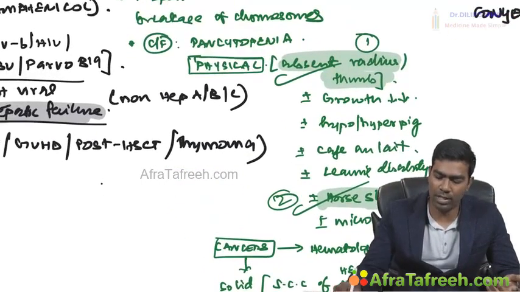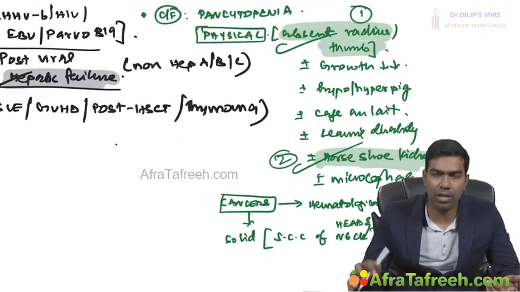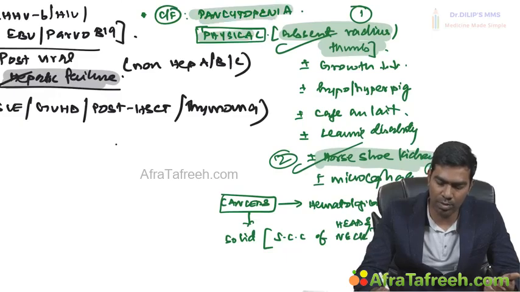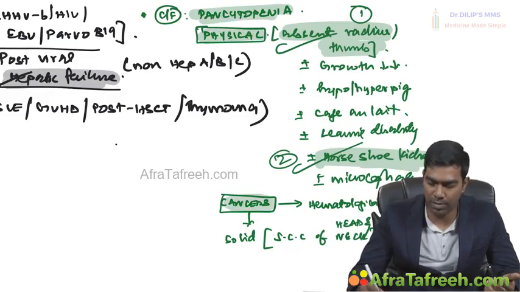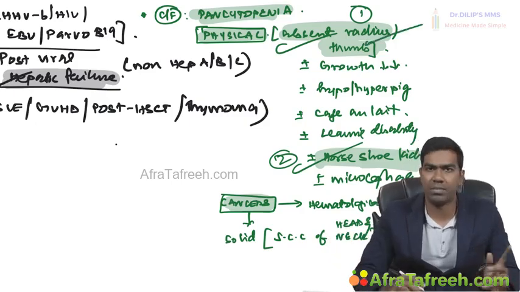So remember these three whenever you think about Fanconi anemia: one is pancytopenia, second is physical abnormalities, and third is predisposition to cancer. And very importantly, the most important physical abnormalities I told you about are the absent radius and thumb and the horseshoe kidney. That's very, very common in exam, especially the absent radius and thumb.